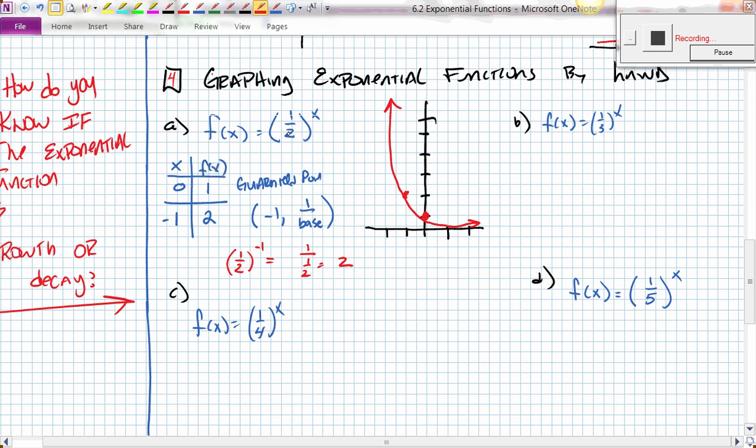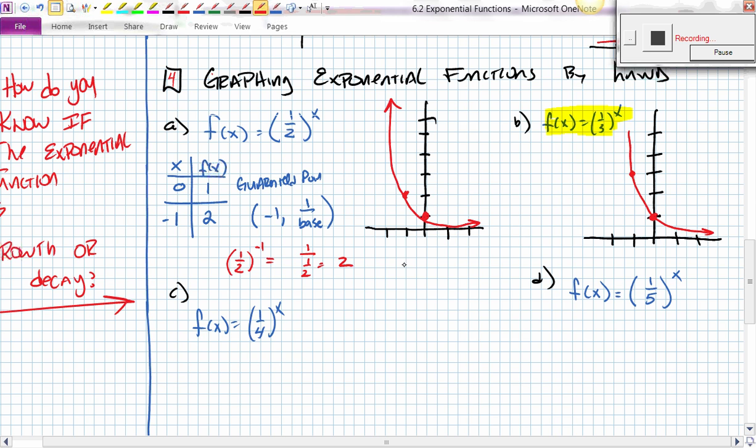Yeah, the base is 1/2, so 1 divided by 1/2 gives you the 2. And that gives you a nice point that gives you some kind of indication as to what the graph is doing. All right, guys, go ahead and do, why don't you just do B for right now, because we're kind of running short on time. So there's my graph. I have (0, 1), the guaranteed point, and then I have (-1, 3), so 1 over base for the other easy point.